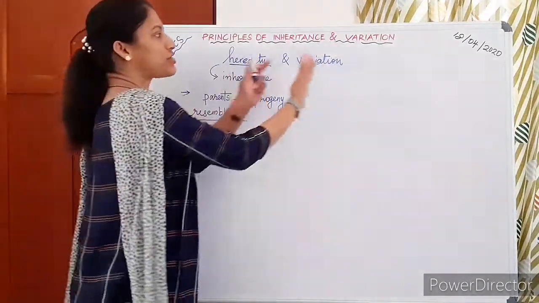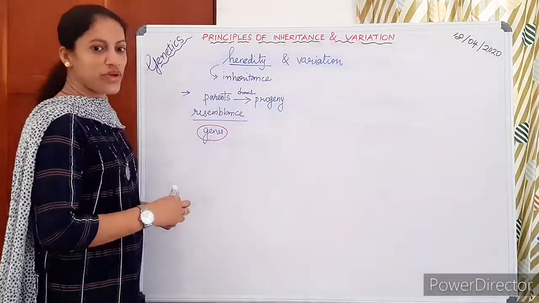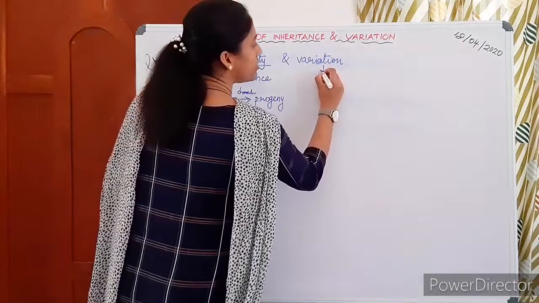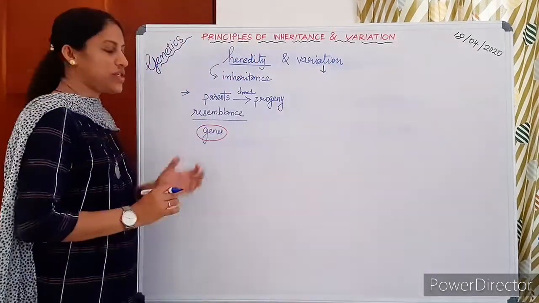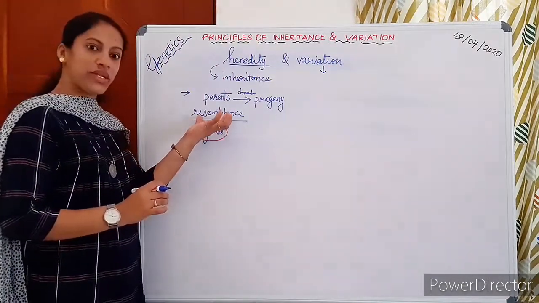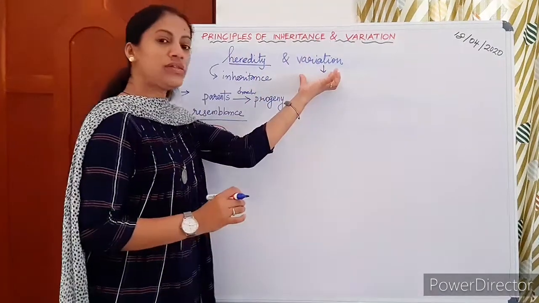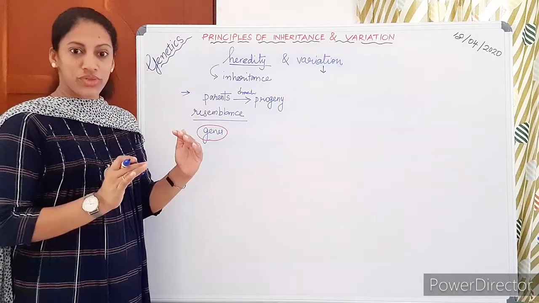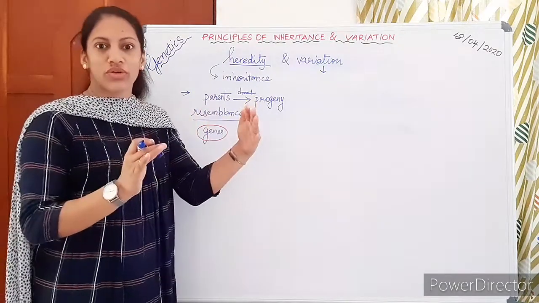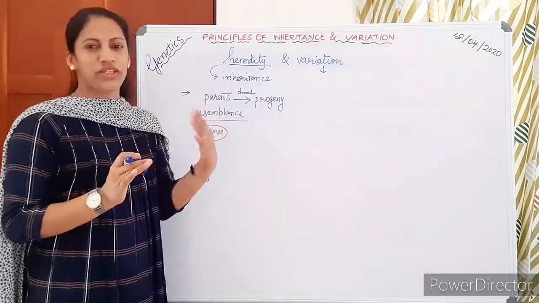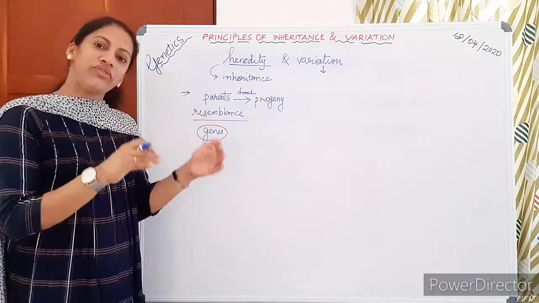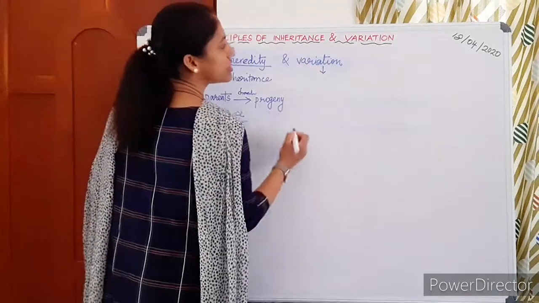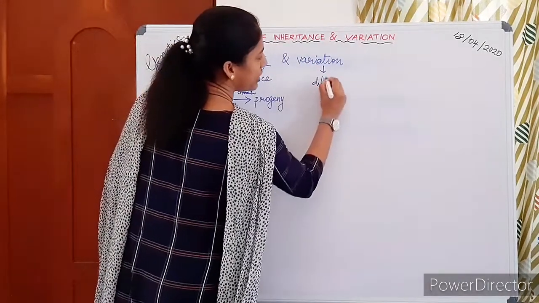Okay, then let us start with the next term, variation. What is meant by variation? So here we discussed the resemblance. So the other part is variation. We are not exactly similar to our parents. We are not the ditto of our parents. We have so many differences. Okay, how we differ from our parents is discussed under variation.